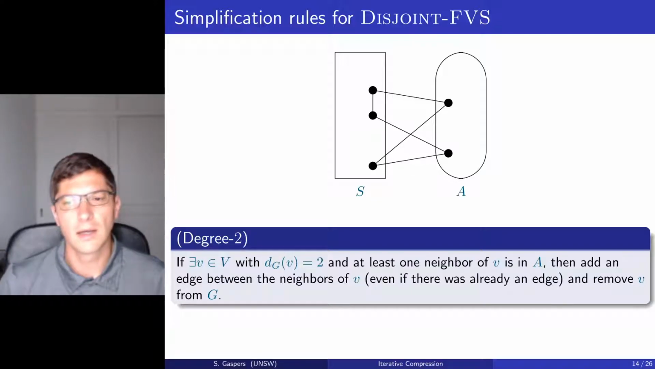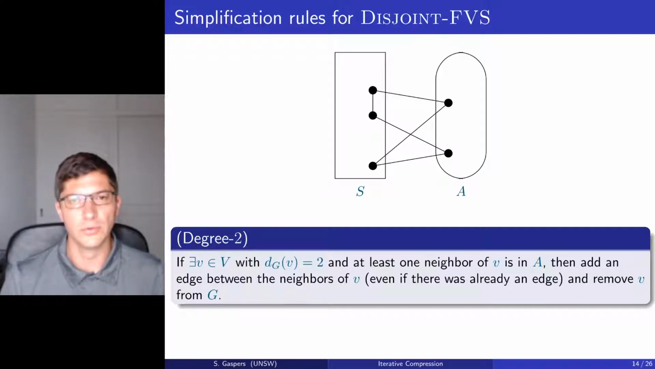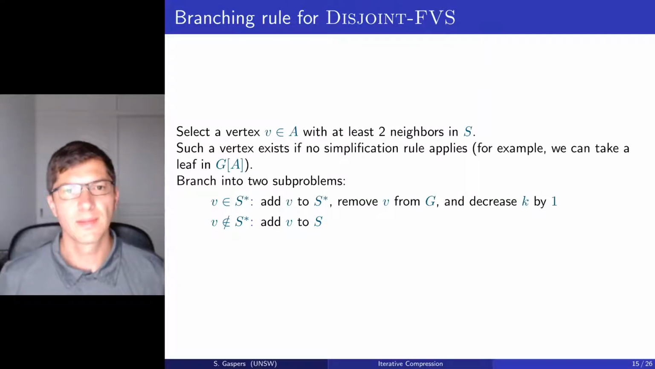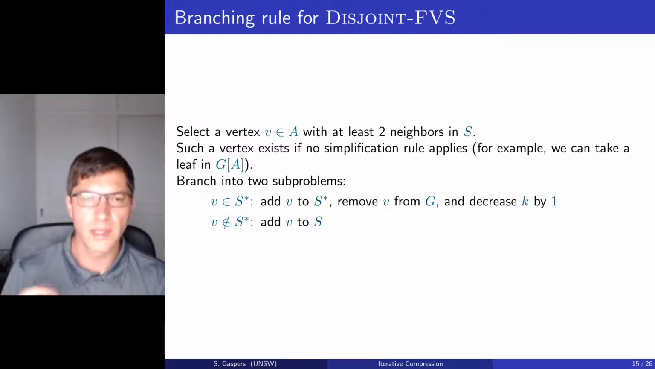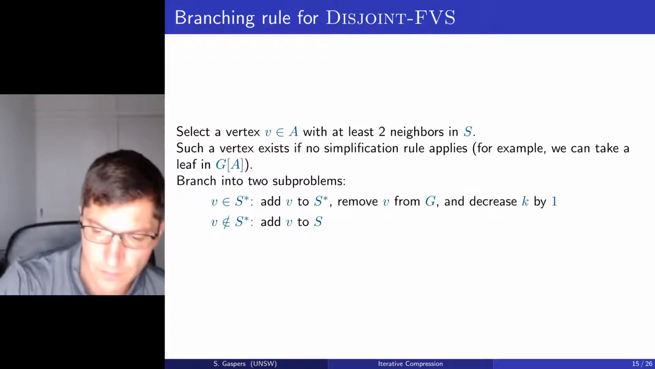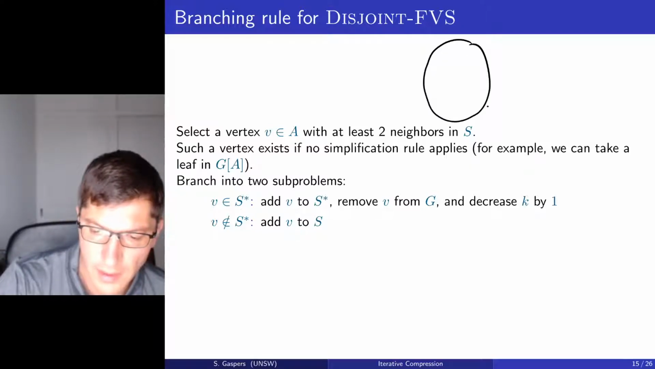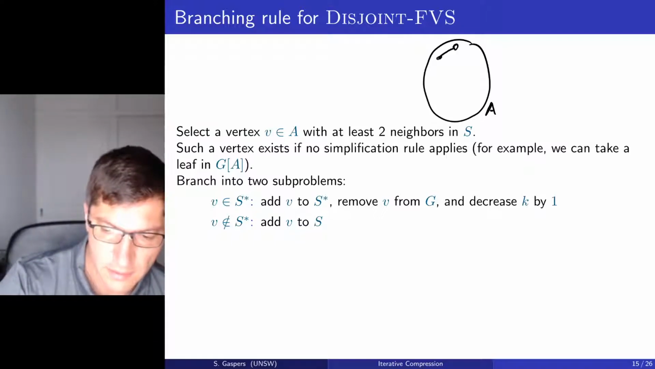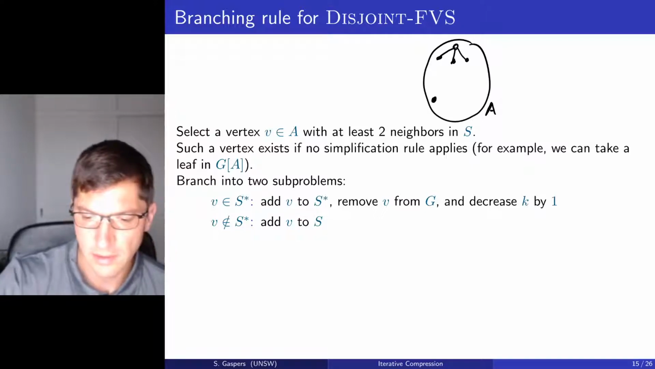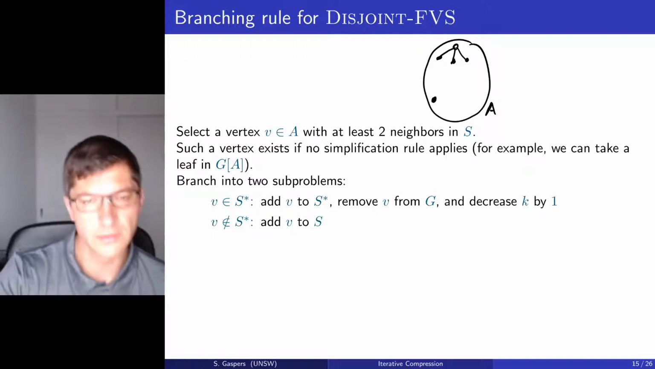So now I think we are done with our simplification rules. So now we're going to do some branching. We will select a vertex in A that has at least 2 neighbors in S. Why does such a vertex exist at all? So A is a forest. So it contains trees. An isolated vertex is also a tree. And we will look at isolated vertices as a special case.